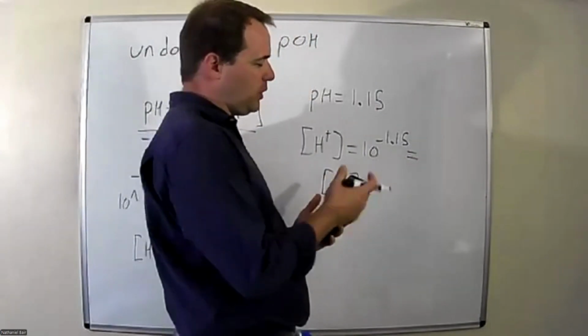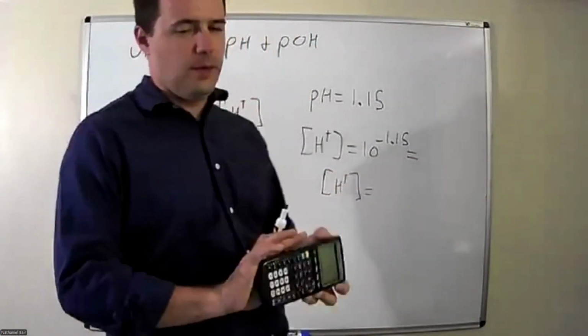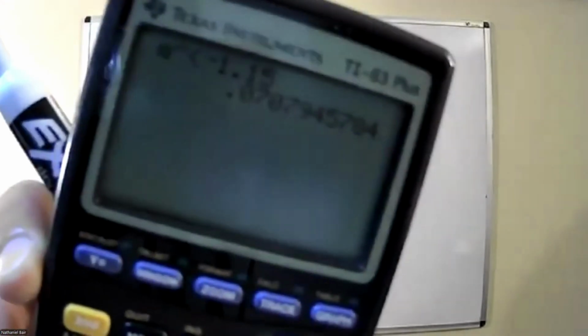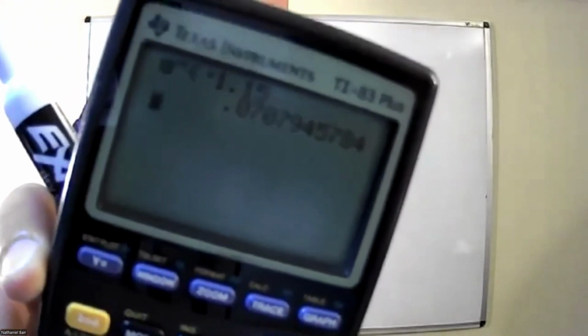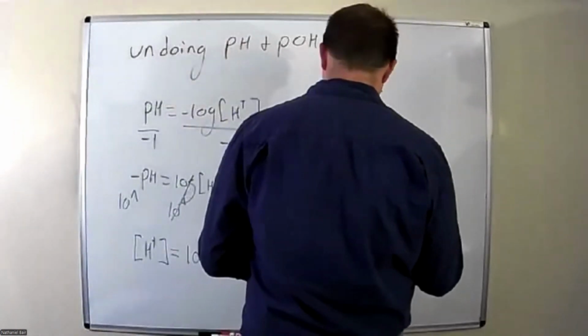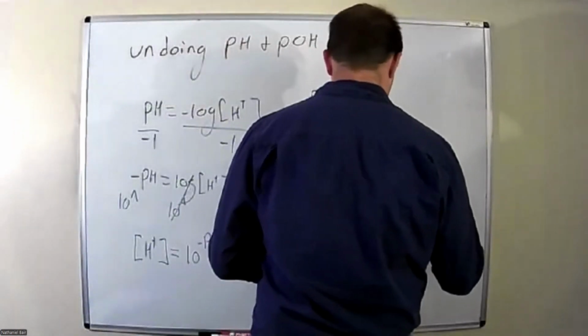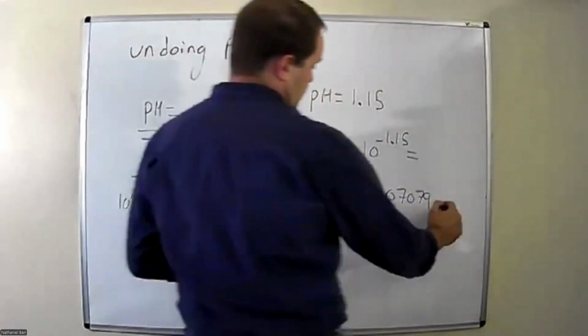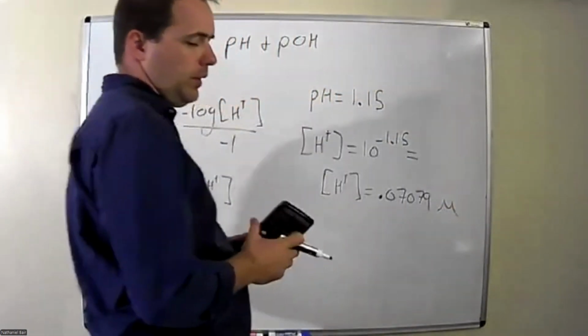First thing, please put that in your calculator. If you put that in your calculator, you're going to get 0.0707945. So I'm just going to write that down here. We're going to worry about sig figs here in a second. That's a concentration, so molar, if you want to throw a unit on it.